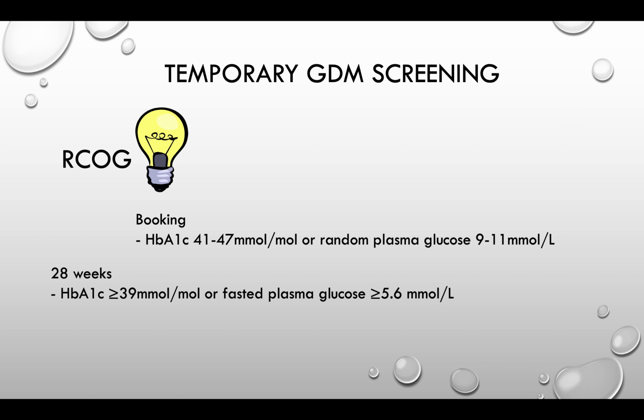And then at 28 weeks, women who remain high risk of GDM without a diagnosis should be offered a repeated HbA1c with a fasting plasma glucose, or random plasma glucose if fasting can't be facilitated for some reason. Diagnosis of GDM should then be made if women have either an HbA1c of more than or equal to 39 per millimole per mole, or a fasting plasma glucose of more than or equal to 5.6 millimole per litre, or a random plasma glucose of more than or equal to 9 millimole per litre.